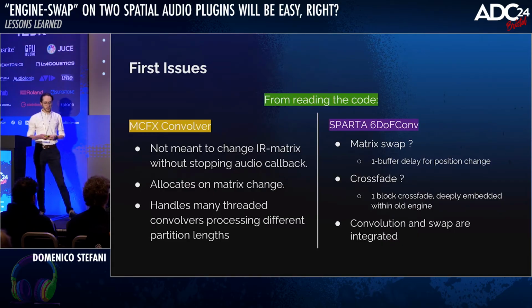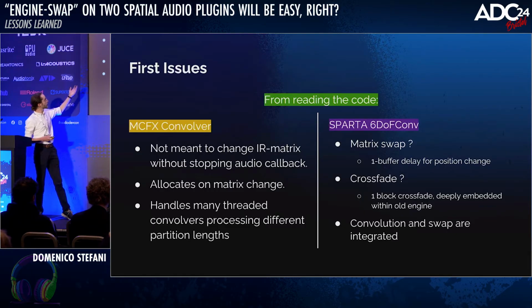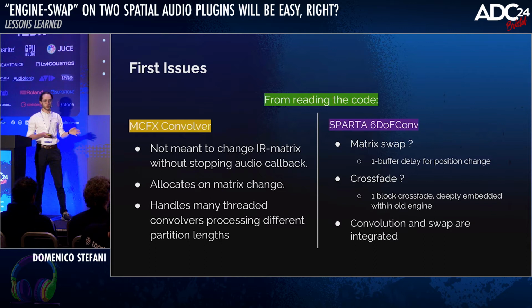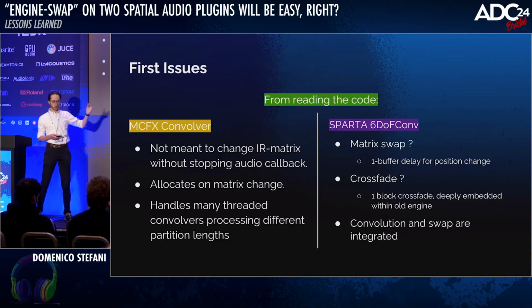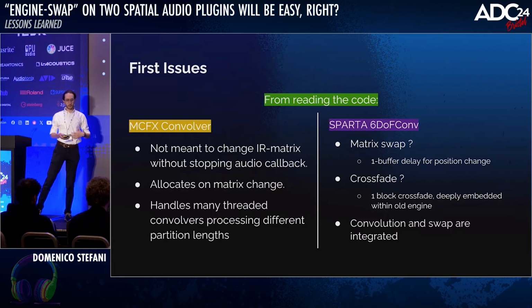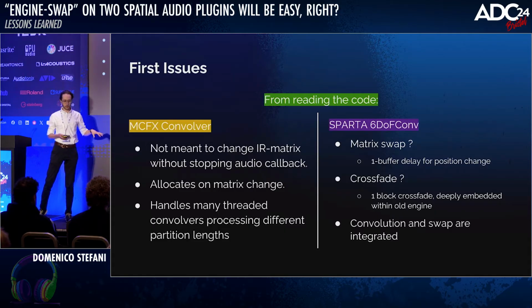you switch to that one in a soft way, let's say. But really, from reading the code, I understood more. I understood that the first plugin, which was not meant to change IR matrices, was stopping the audio callback when you change the matrix, because it was not a requirement to change the matrix live. Also, it was handling many threaded convolvers at the same time with different size partitions.